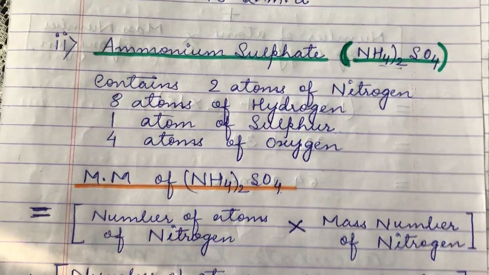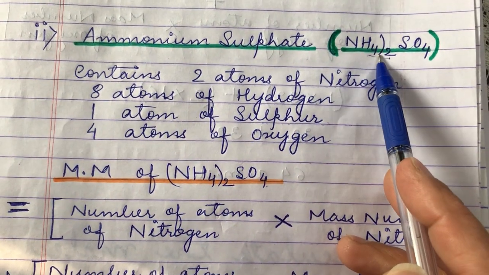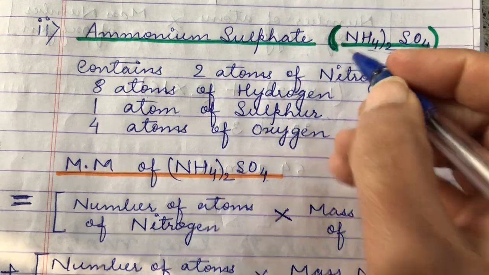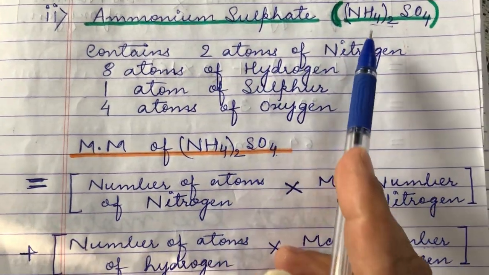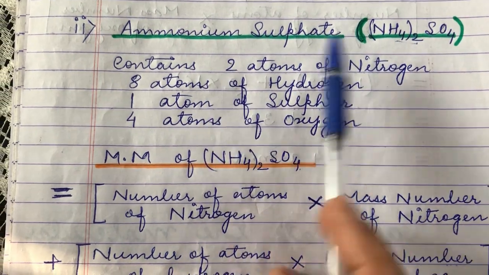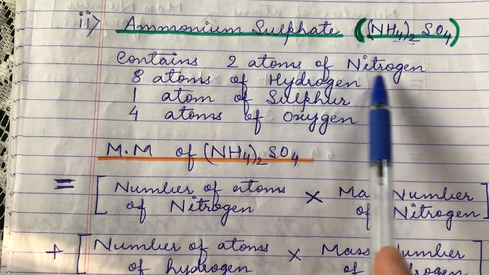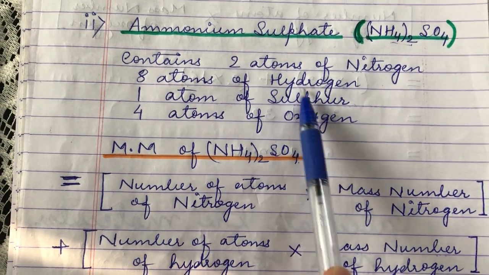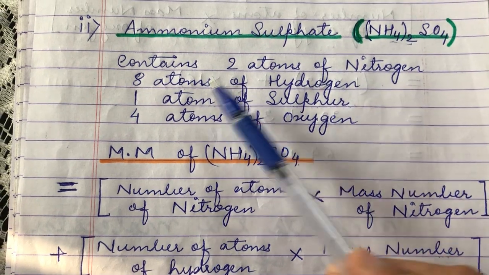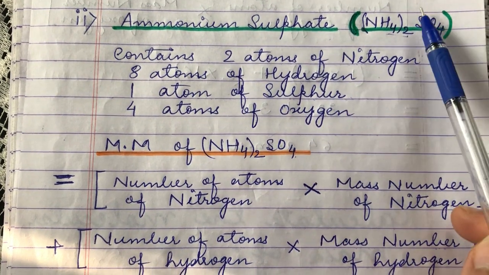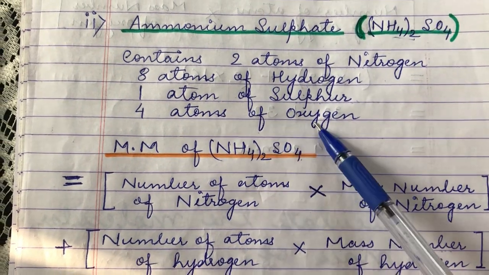Let's take up another example. Ammonium sulphate, (NH4)2SO4. In ammonium sulphate, one molecule contains 2 atoms of nitrogen, 8 atoms of hydrogen. How do we get 8 atoms? 4 multiplied by 2, 8 atoms of hydrogen. There is only 1 atom of sulfur and there are 4 atoms of oxygen.